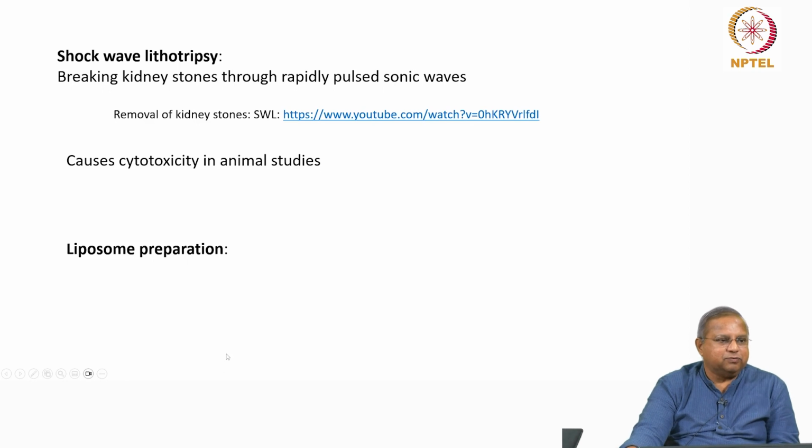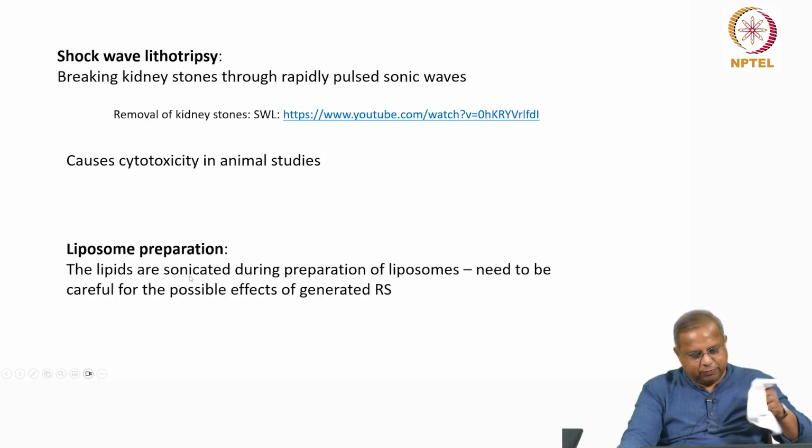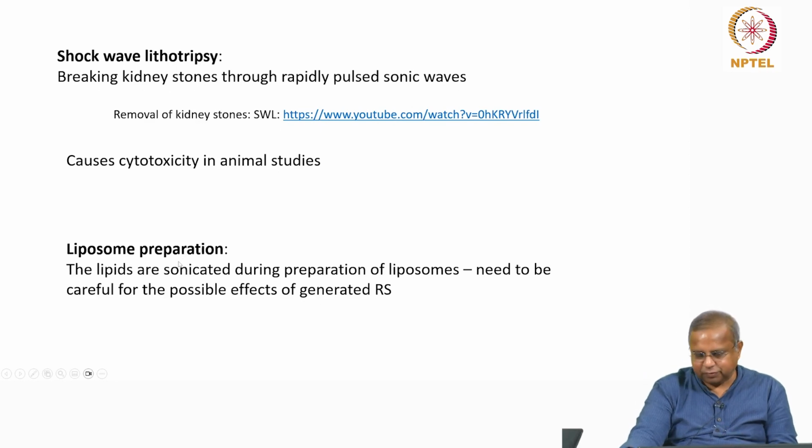The other place where you need to carefully consider the effect of reactive species is liposome preparation. During liposome preparation, ultrasonication is a very standard step. When you do that, you're going to generate a lot of reactive species. So be careful not to destroy the liposome chemical structure through the reactive species that are generated. Very standard practice in the lab. The lipids are sonicated during preparation of liposomes. Need to be careful for possible effects of generated reactive species from the ultrasound.